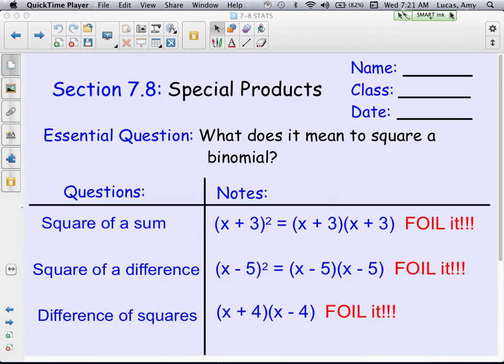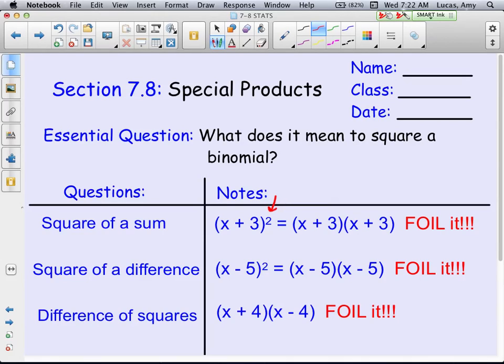So if you square a sum, square meaning multiply it by itself, what's going to happen is you are going to FOIL it. So you are going to take whatever that binomial is in your parentheses and multiply it by itself. The square of a difference, you're doing the same thing. You are squaring, so that means a power of 2. A difference, difference means subtraction. So again, you are going to multiply it by itself and FOIL it.